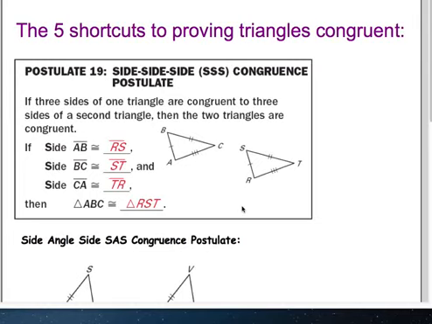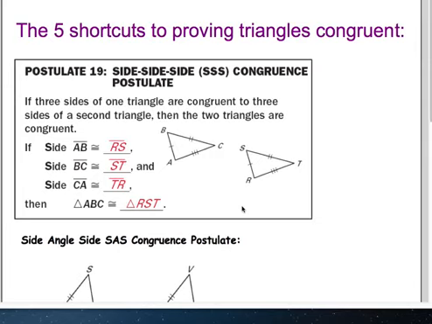This section about congruence, we found that all of the corresponding parts in each figure need to be congruent for the figures to be congruent to each other. So there are shortcuts though, because the proofs that we were doing in that section, you had to show every single corresponding piece congruent. So here we're going to learn that there are 5 shortcuts that we can use that cut that work in half as far as proving triangles congruent.